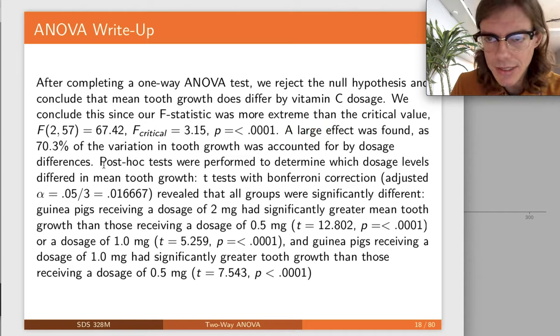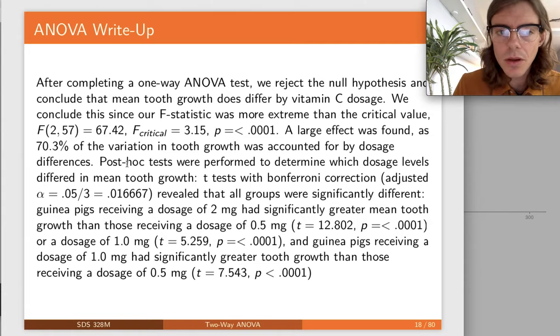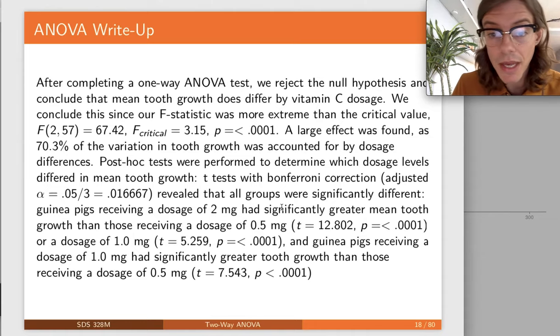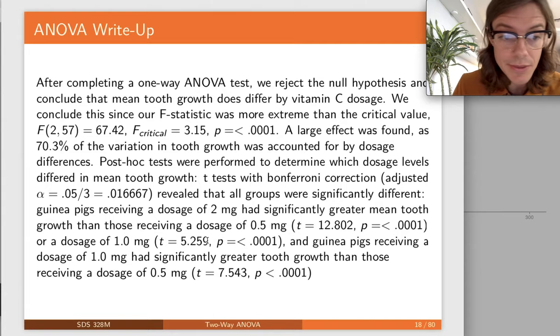Then you could talk about your post hoc tests, right? So we had an overall significant ANOVA. So which groups were different? Well, we did post hoc tests, t-tests with the Bonferroni adjustment, and you could talk about your adjusted significance level if you want. And it showed us that all the groups were significantly different, right? And you can go back and look at the t-statistics for each comparison and say, like, guinea pigs receiving a dosage of 2 had a greater mean than those receiving a dosage of 0.5. Big t-statistic, small p-value. Dosage of 2 had a greater mean tooth growth than those receiving a dosage of 1. Big t-statistic, small p-value.